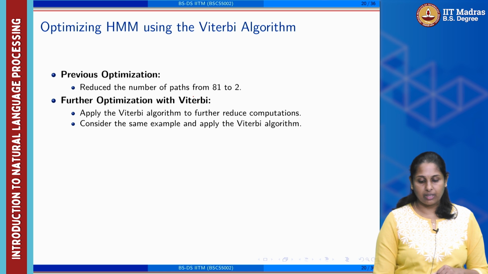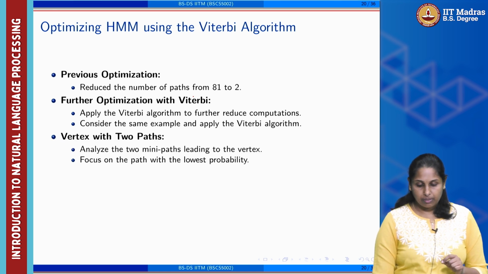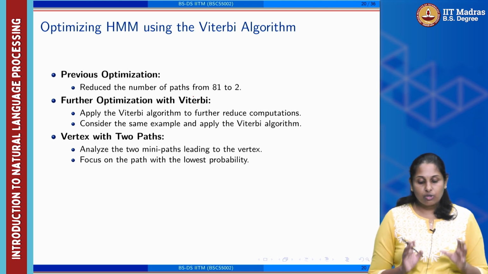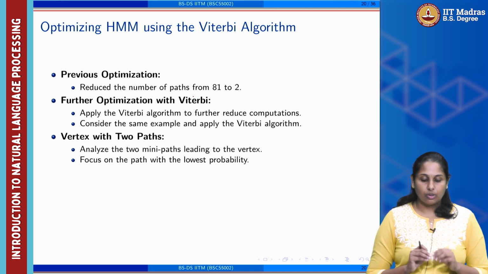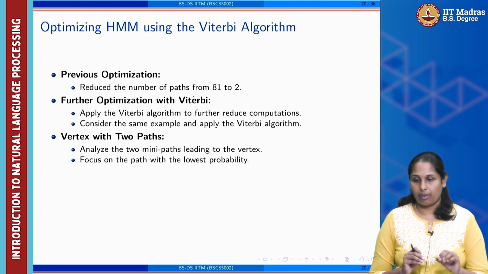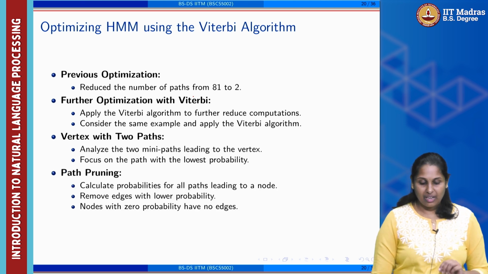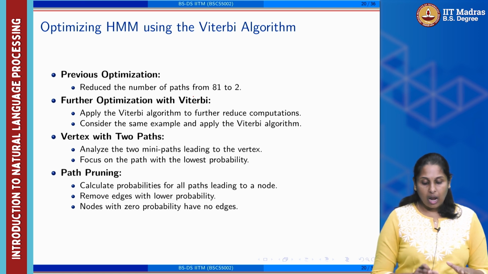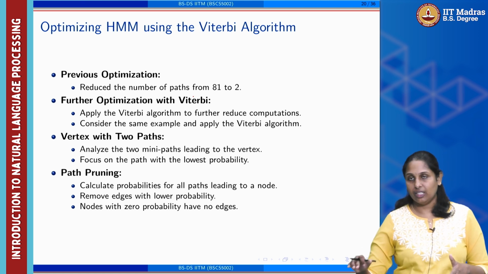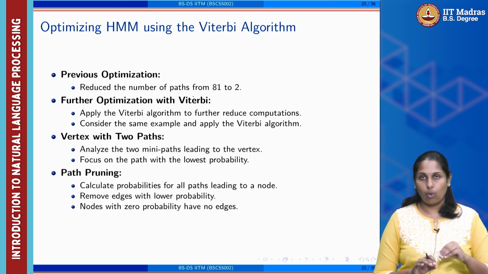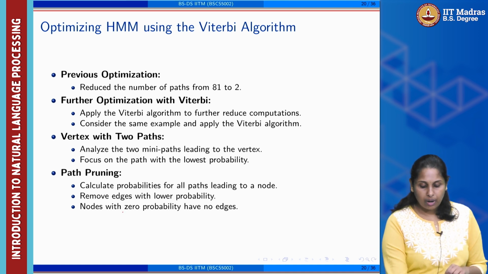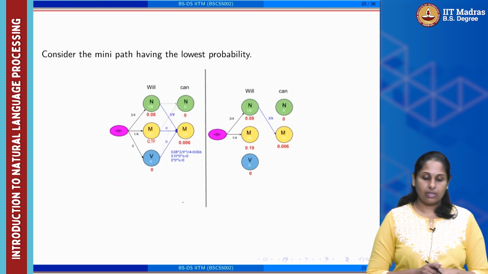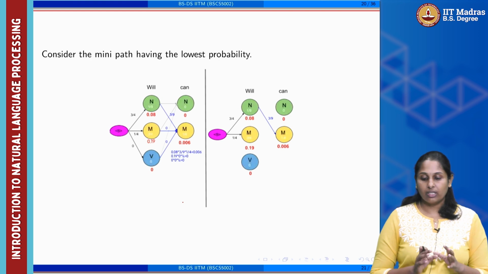Now, further optimization helps us. For example, wherever there is a vertex with 2 paths, analyze the 2 paths leading to the vertex. So, focus on the path with the lowest probability. Why lowest probability? Because that helps us in identifying whether we need to prune it or not. So, now calculate the probabilities for all the paths leading to the node and remove the edges with lower probability, and nodes with 0 probability have no edges, right? So, how does that help? Now, consider the path having the lowest probability.